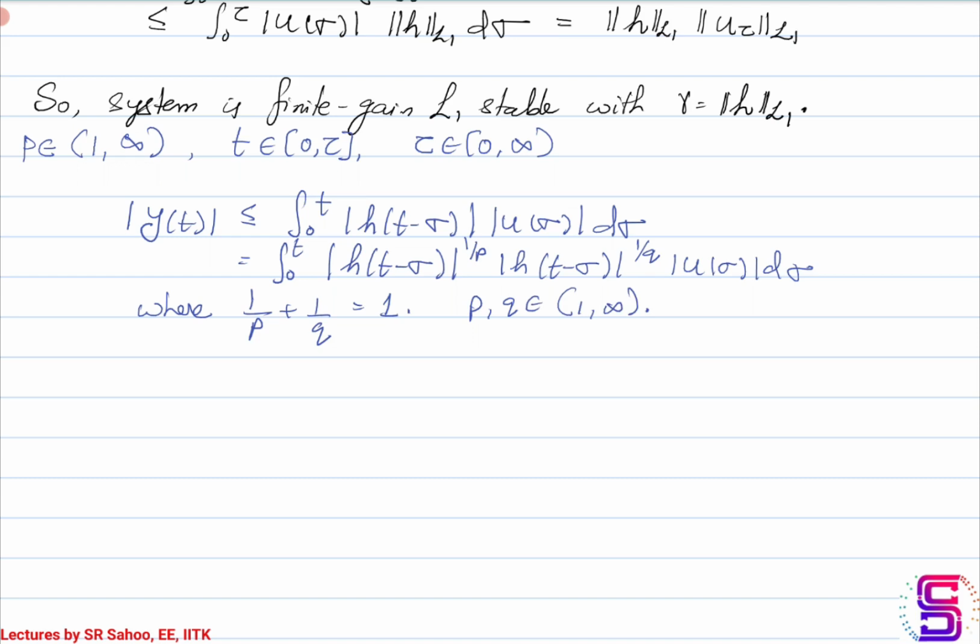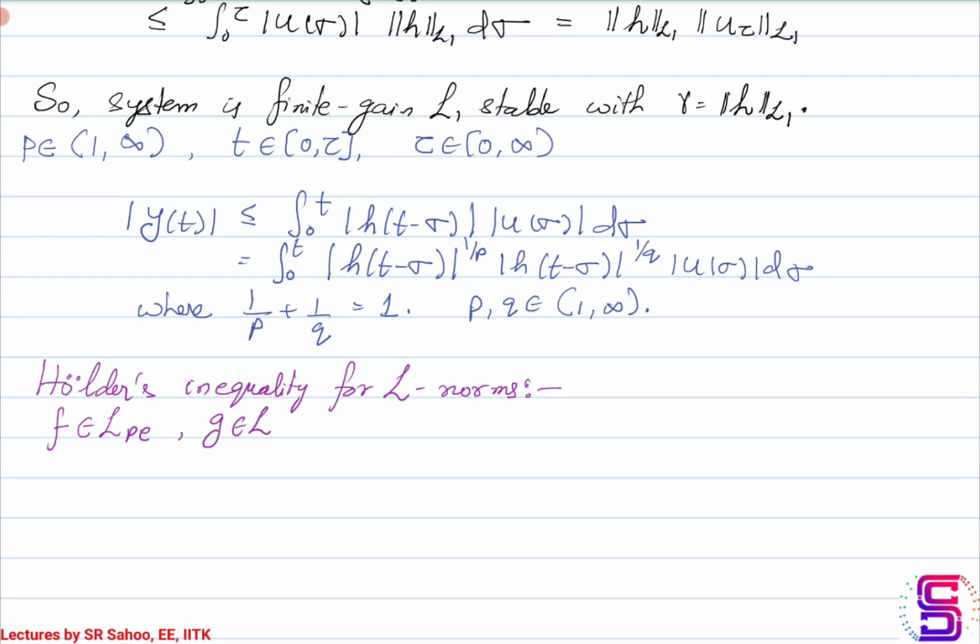Now, before we proceed further, here I would like to highlight an inequality, which is known as Holder's inequality for L norms. What does this state? This says that if f is in L_p extended and g is also in L_q extended, where p is in the interval 1 to infinity, both endpoints excluded, and 1 by p plus 1 by q is 1, suppose you have this, then the following holds.